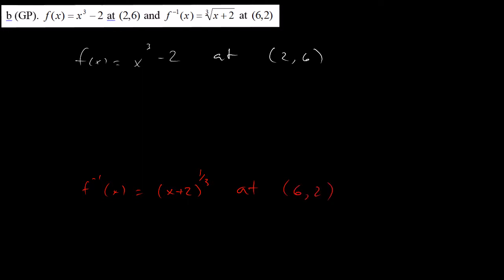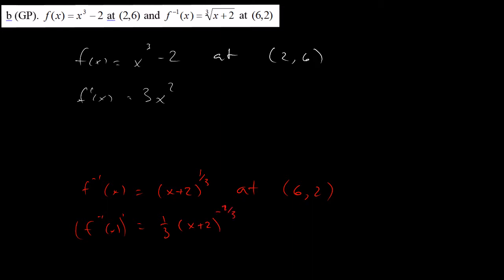Alright, and we're back. So, what are we trying to find? We're trying to find slopes. How do we find slopes? That's another word for a derivative. So we take our derivative, and we get 3x squared. And how about our inverse? F inverse of x primed is 1/3, x plus 2 to the negative 2/3.